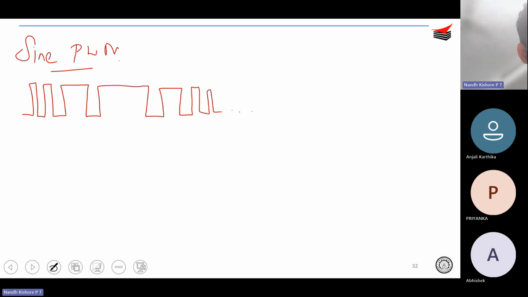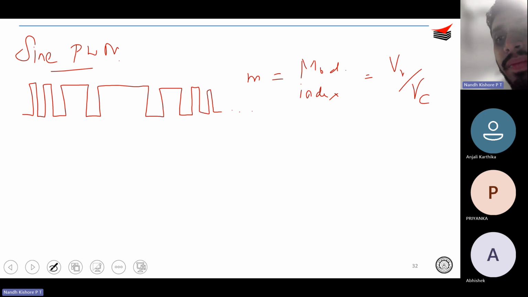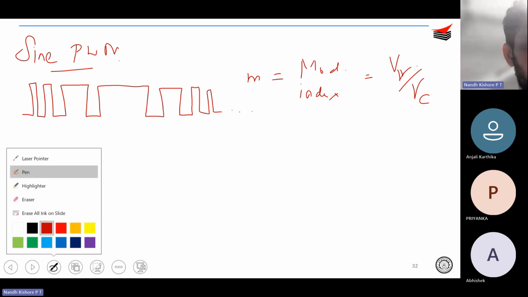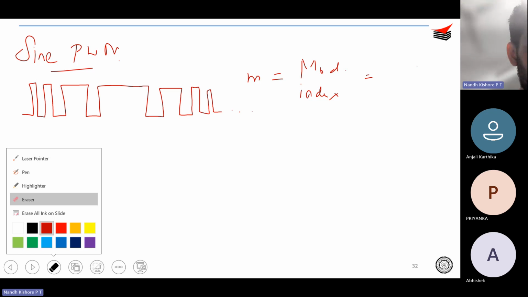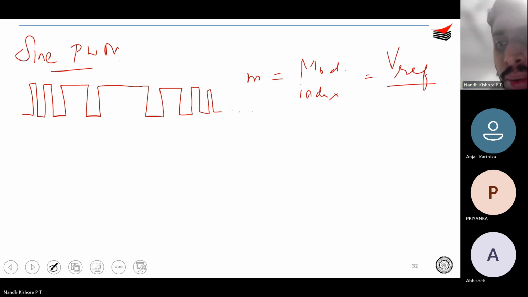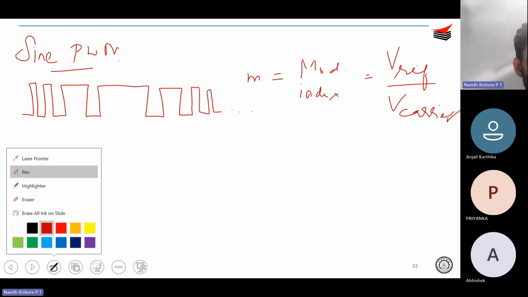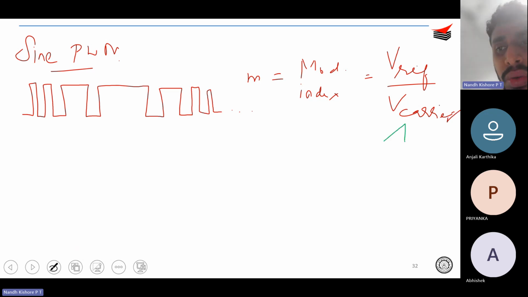Here you saw that if M is your modulation index, what is modulation index? Modulation index is basically V reference by V carrier: peak value of your reference divided by peak value of your carrier wave. Generally the carrier wave may be a sawtooth, and reference in this case is a sinusoid. So this is your modulation index. Vref and V carrier are the peak values.